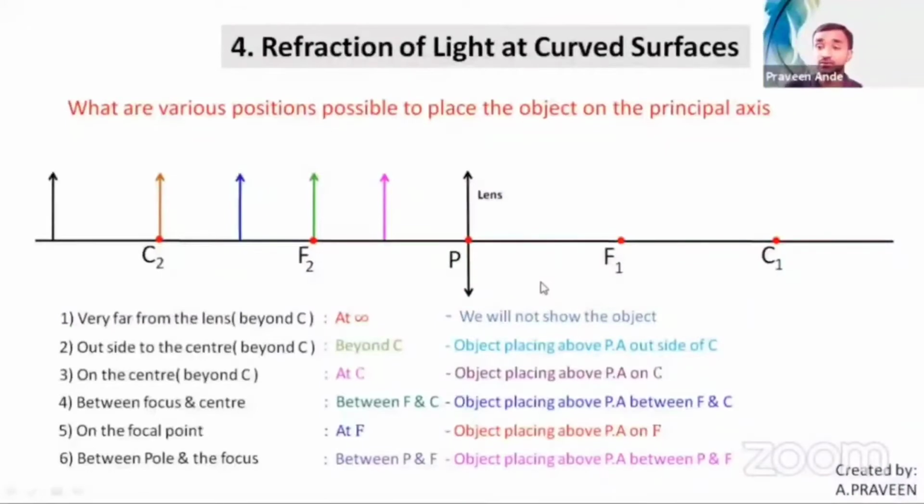What happens if you change the position of the object in front of a lens? Are there any changes we are going to observe in the formation of an image? Is it going to form different images or not? That you have to observe here.